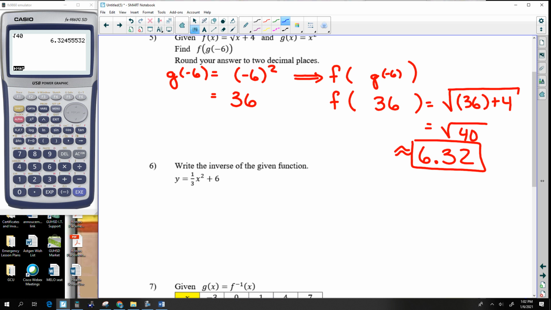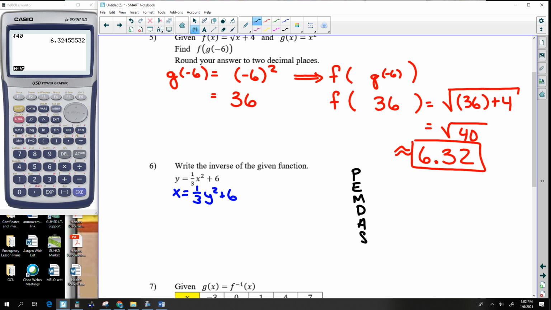Okay, find the inverse of the function. That means x's become y's, y's become x's. So this is going to be x is equal to 1/3 y squared plus 6. All right, so again, please excuse my dear Aunt Sally.